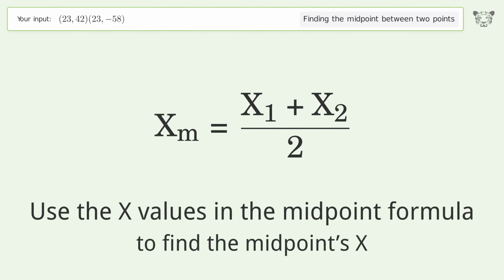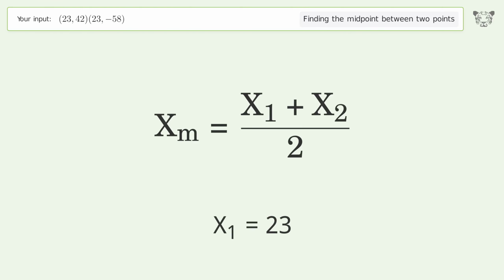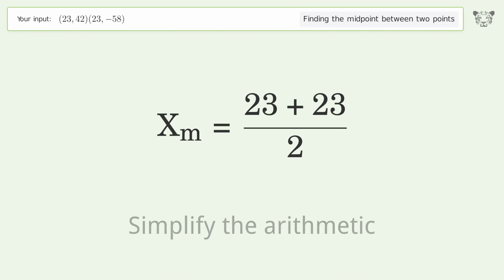Use the x values in the midpoint formula to find the midpoint's x. x1 equals 23. x2 equals 23. Simplify the arithmetic.